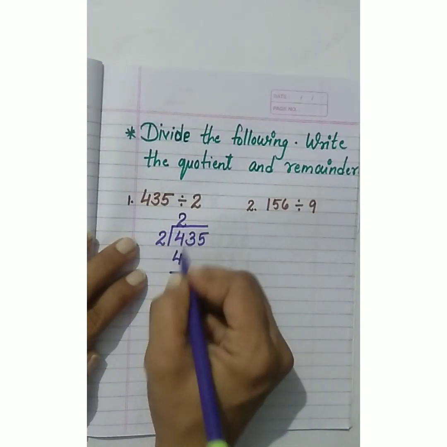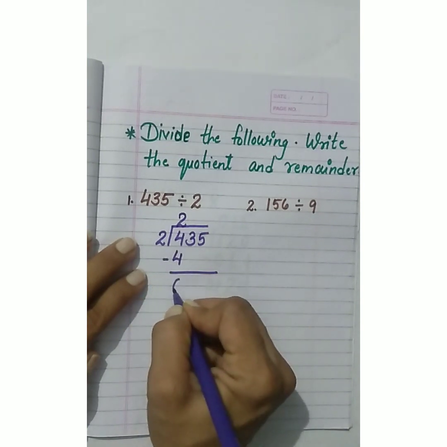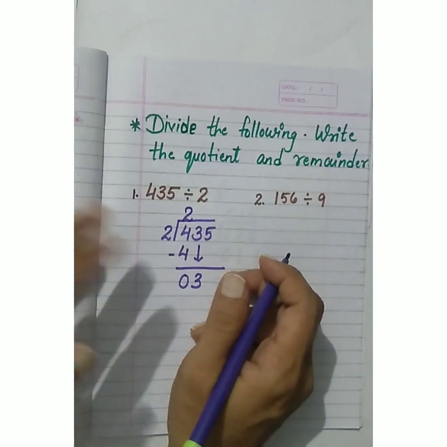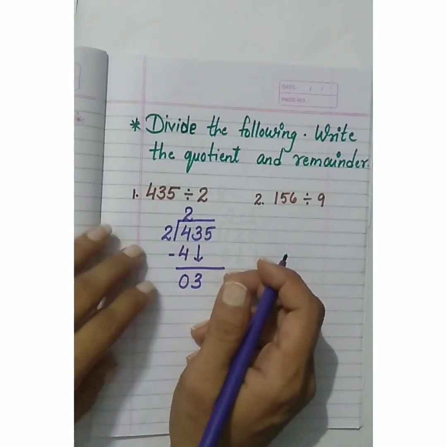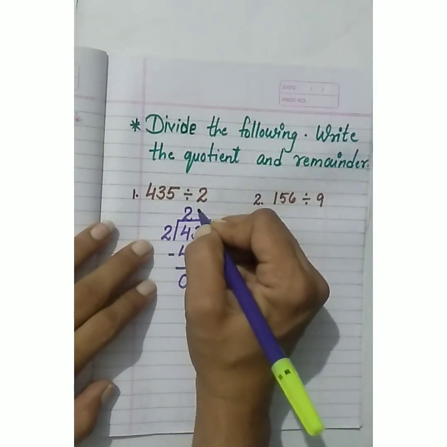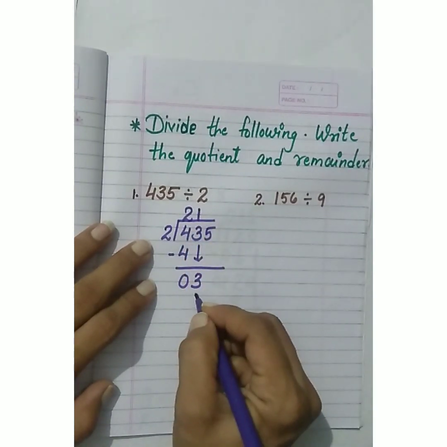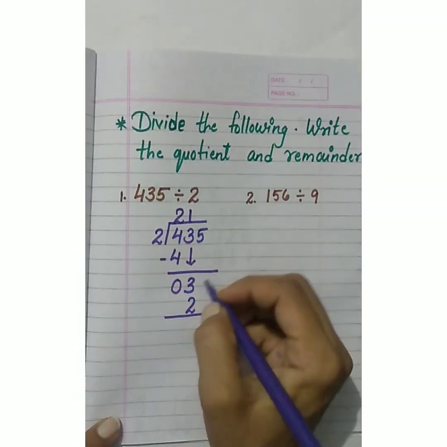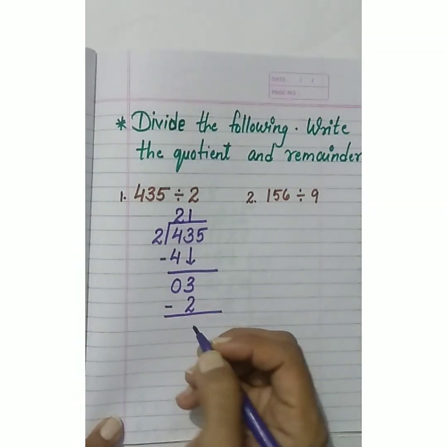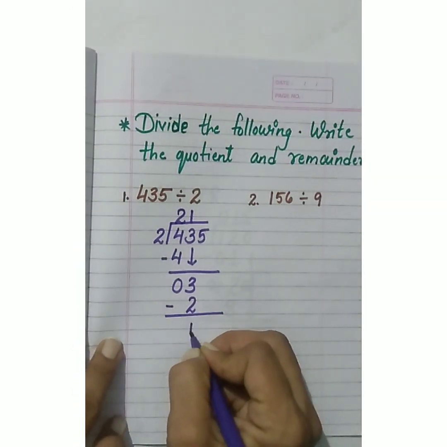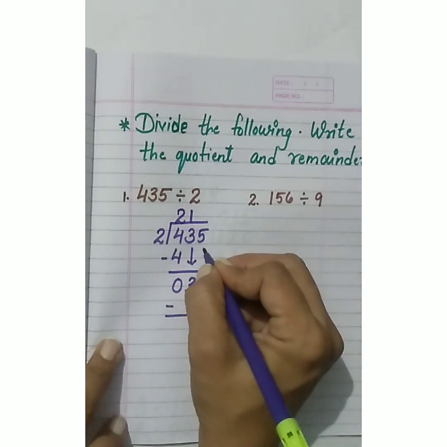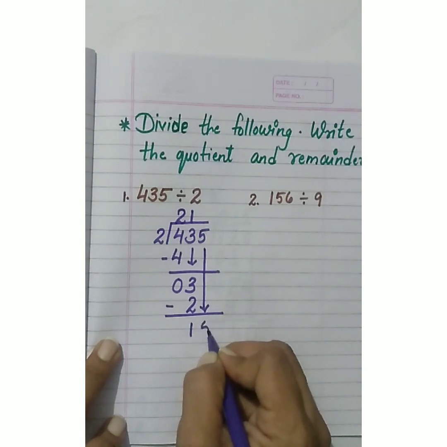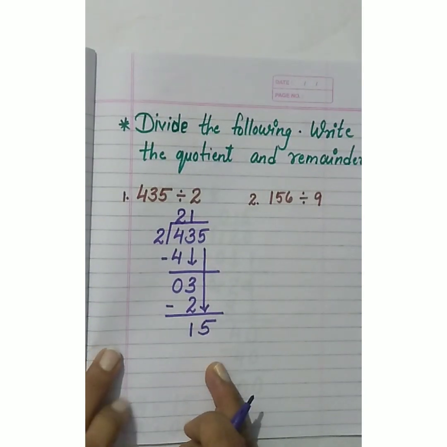So 4 minus 4, 0. Now we will take this 3 over here. So now this 3 is more than 2. So we can divide it. So 2 ones are 2. So we will subtract this. So 3 minus 2, our answer will be 1. Now what are we going to do? We will take this 5 over here. So what will come over here? 5 and it will become 15.